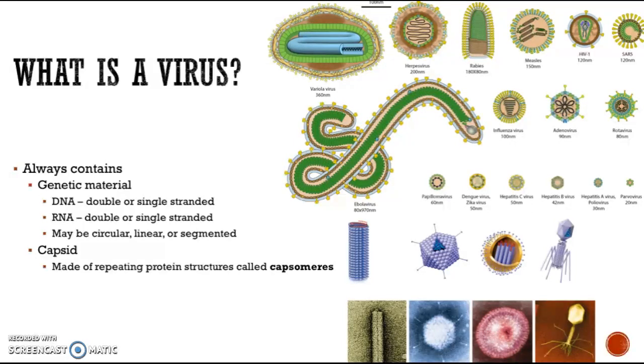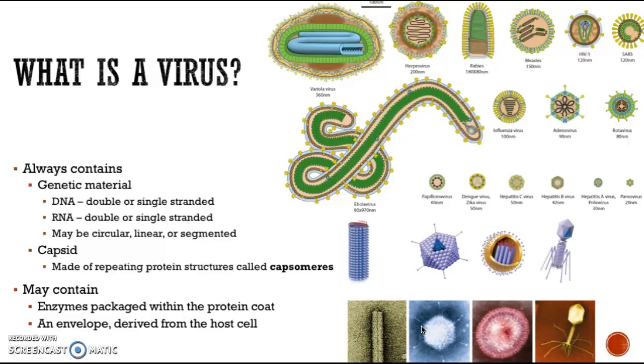So let's say we're taking a look at this icosahedral shape right here. It's just a bunch of proteins that repeat over and over again to make triangle shapes, and then each of the triangle faces is going to make this 20-sided shape. In addition, viruses can also contain enzymes directly packaged in the protein coat.